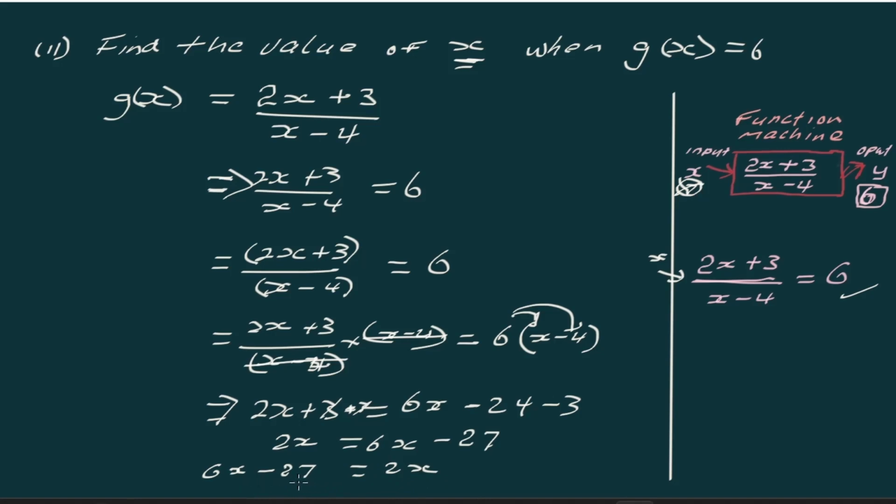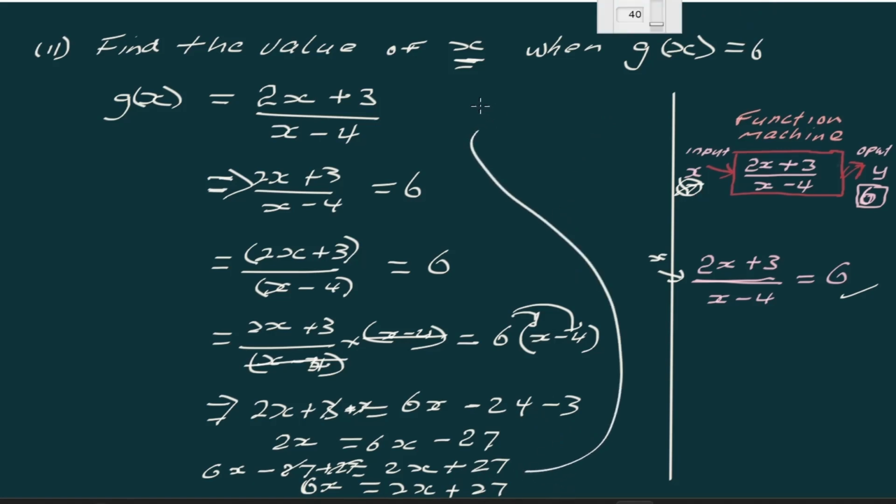Okay, so now that I have a situation like this, I need to get rid of the 27 from this side, so plus 27 on both sides. That will eliminate the 27 from the side, leaving x alone. So now I have 6x equals 2x plus 27. Now continue the question above here. So 6x equals 2x plus 27. Now I need all x's on one side, so I'll minus 2x on this side, and I'll do the same on the other side.